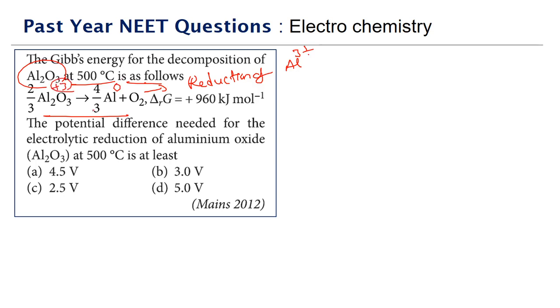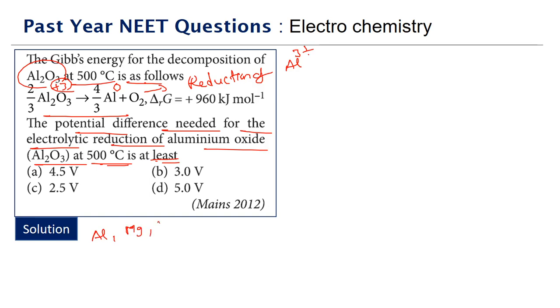Now the question is the potential difference needed for the electrolytic reduction of aluminum oxide at 500 degrees. We need to find the potential difference required for the electrolytic reduction of aluminum oxide. The strong metals like aluminum, magnesium, sodium, we will study this in the metallurgy chapter, are reduced from their oxides by this electrolytic reduction process.